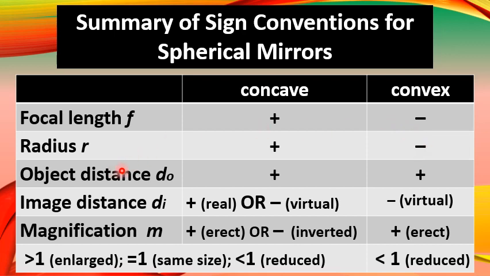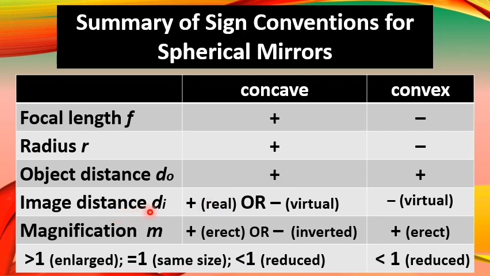For the object distance, denoted by DO, usually the object is located to the left of the mirror. So that means the object is always considered a real object. But there are some cases, especially when we are analyzing combinations of lenses and mirrors, where the object may be considered a virtual object. Hence, the sign of DO can also be negative.